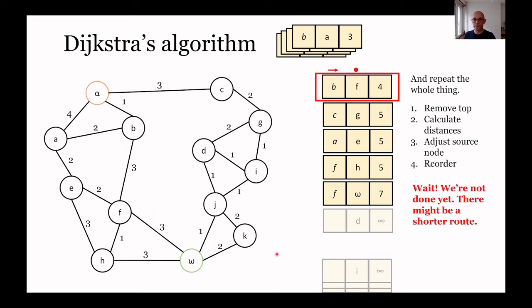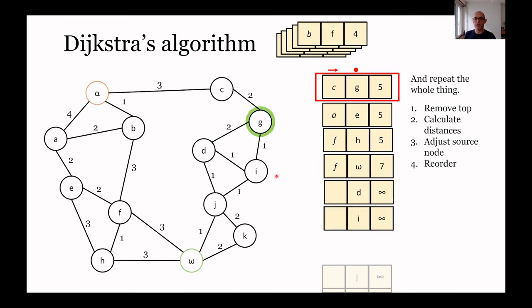Oh, I think, are we done? No, we're not done, because there could, in theory, be a path from G directly to omega that only costs 1. And that would be a cheaper path, because at the moment to get to G it costs us 5. 5 plus 1 would be 6, which is less than 7. So we need to investigate. Is there actually a cheaper path? Well, we can see that there isn't, but the computer doesn't see that yet. So the computer needs to investigate.